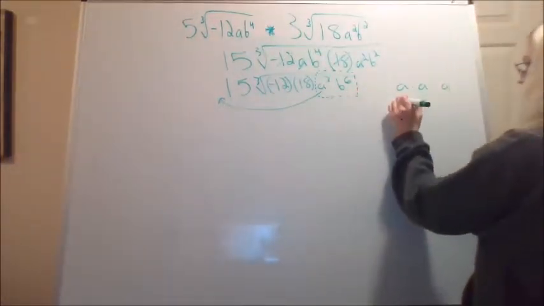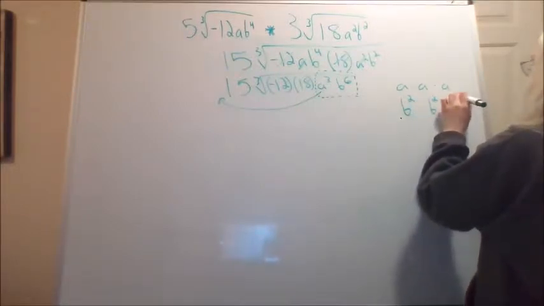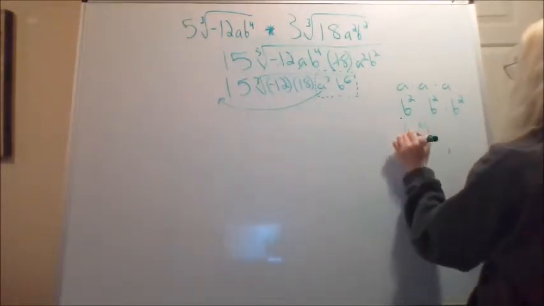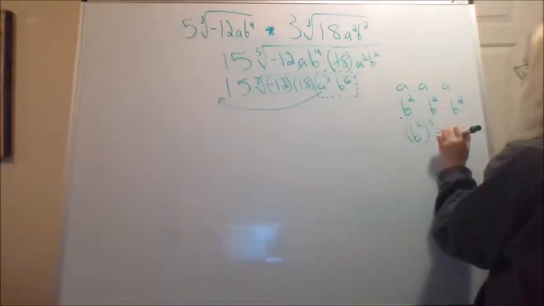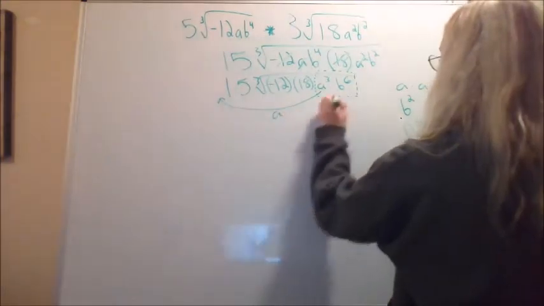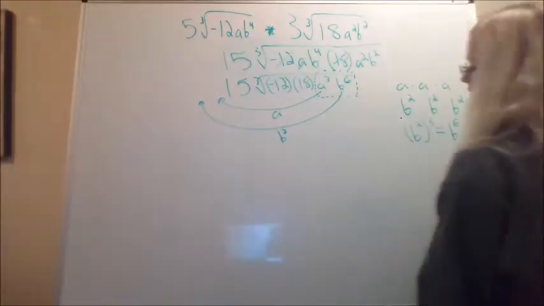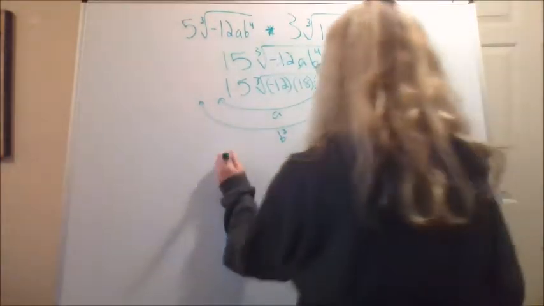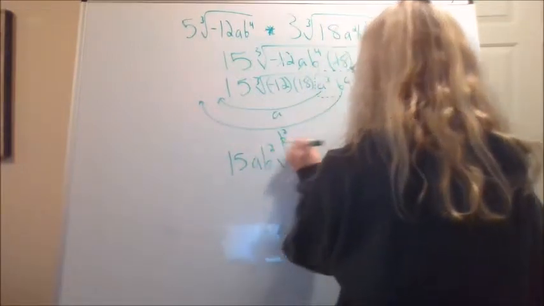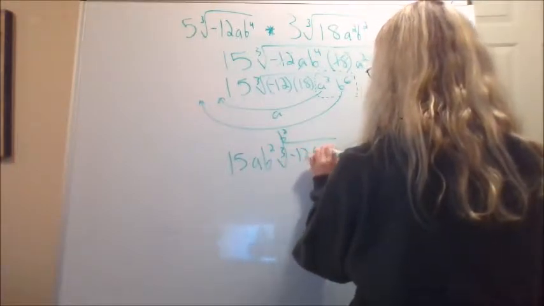Well, b to the sixth is the same thing as b squared times b squared times b squared. This is also true because b squared, all to the third power, is b to the sixth. So we can take, this was an a, we can take b squared out of the radical. So now we have 15 a b squared times the third root of negative 12 times 18.